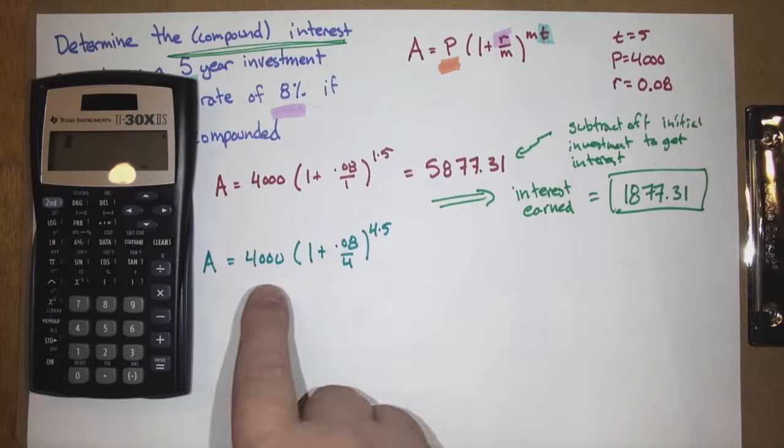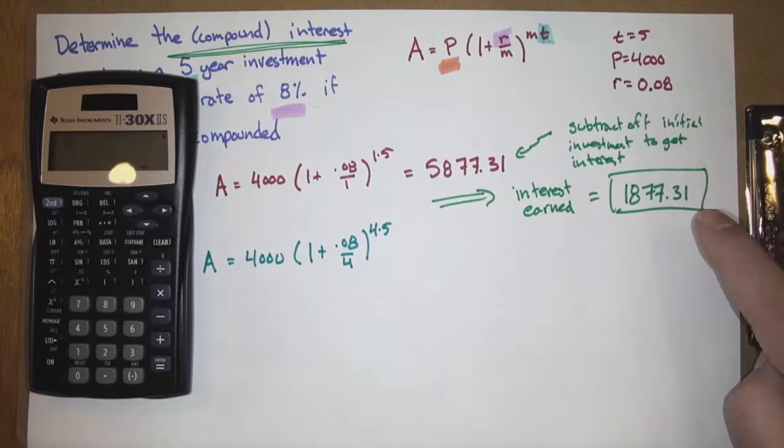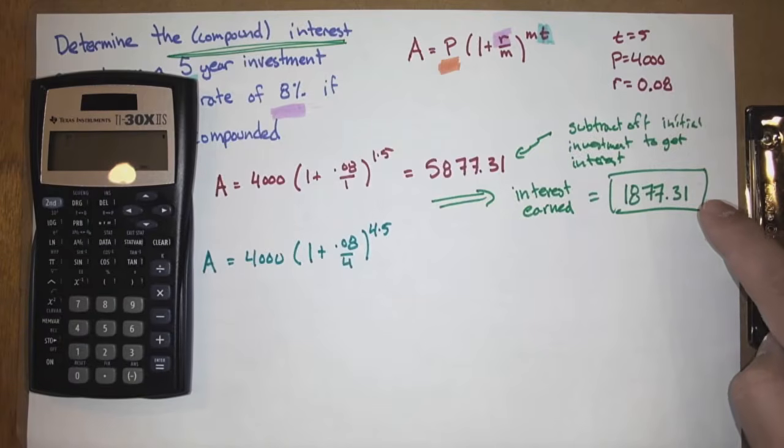Now, by the way, before we do any computation, should our answer be bigger or smaller than $1,877.31? Bigger. Yes! Bigger is correct. Why?